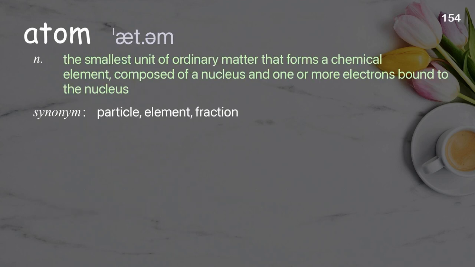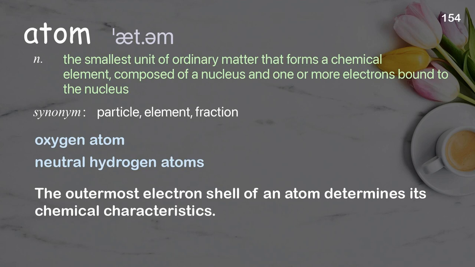Atom. The smallest unit of ordinary matter that forms a chemical element, composed of a nucleus and one or more electrons bound to the nucleus. Examples: oxygen atom, neutral hydrogen atoms. The outermost electron shell of an atom determines its chemical characteristics.